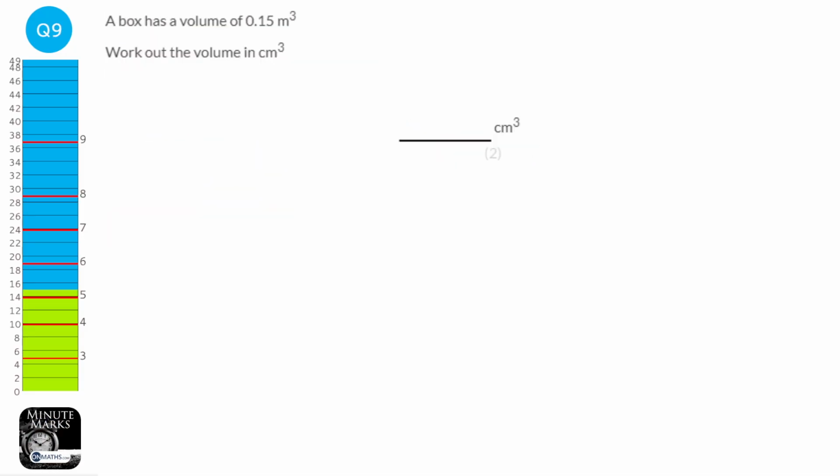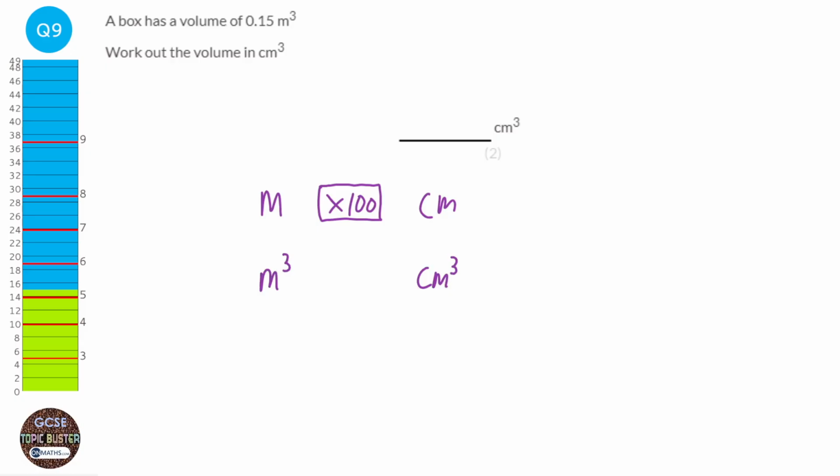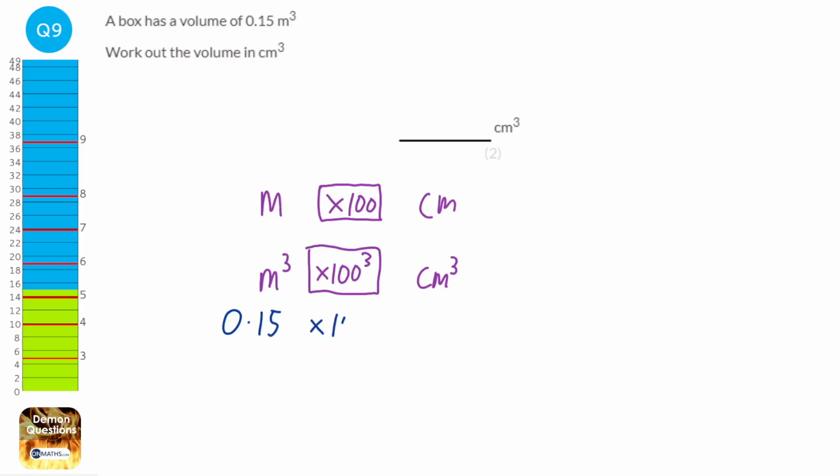To convert from meters to centimeters, we times by 100. But here we're asked to convert between meters cubed and centimeters cubed. So we times it by 100 per dimension. Meters cubed and centimeters cubed is volume, which is 3 dimensions. So what we do is we times it by 100 3 times, times 100, times 100, times 100, or times by 100 cubed. So we get our amount, 0.15, times it by 100 cubed, and that will give us 150,000.